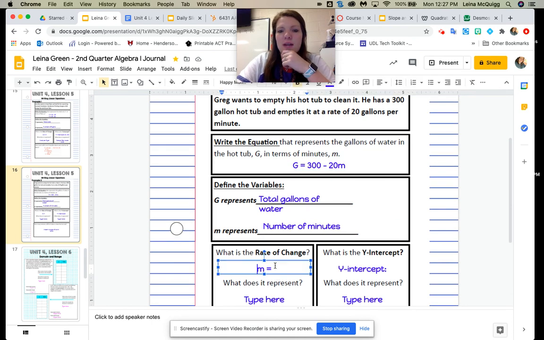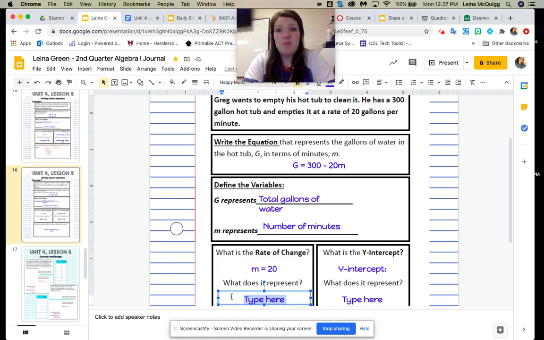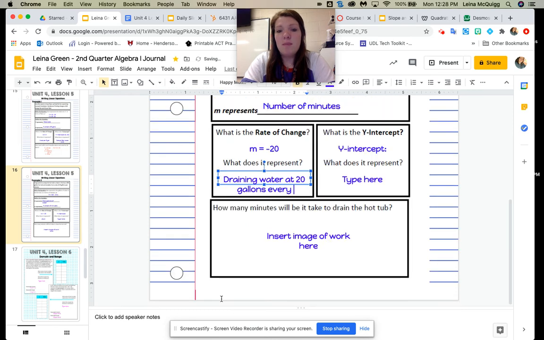So here again, our rate of change, well, it said rate was 20 gallons per minute. And what does this represent? Well, we're losing gallons, right? That's negative 20, that's negative slope. We're losing gallons of water. So this is draining, basically told us this answer in the problem, right? What does it represent? Well, we're draining water at 20 gallons every minute.